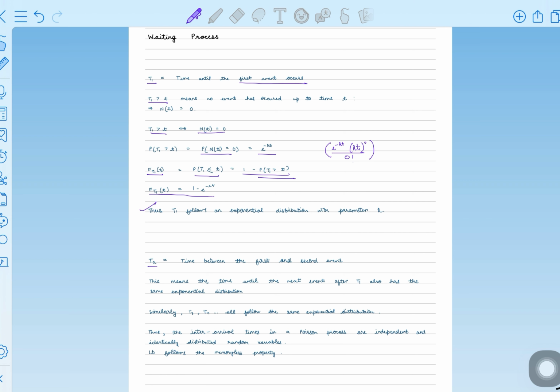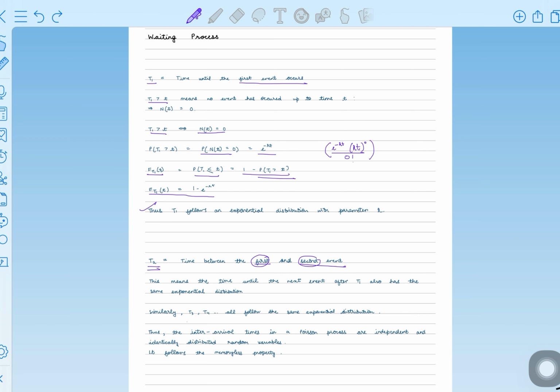Now, let t2 be the time period between the first and the second event. It's important to note that this is the time period between the first and the second event and not the time period up to the second event. In a Poisson process, events occur independently over time. This means that after the first event occurs, the process starts afresh. So what happens next does not depend on what's happened before. The waiting time after the first event has the same distribution as the first waiting time. Therefore, t2 also follows an exponential distribution with the parameter lambda.